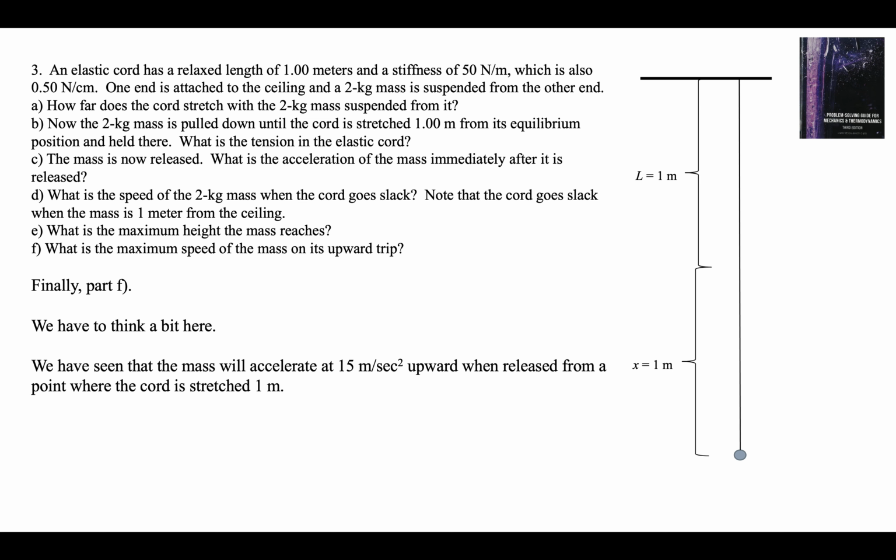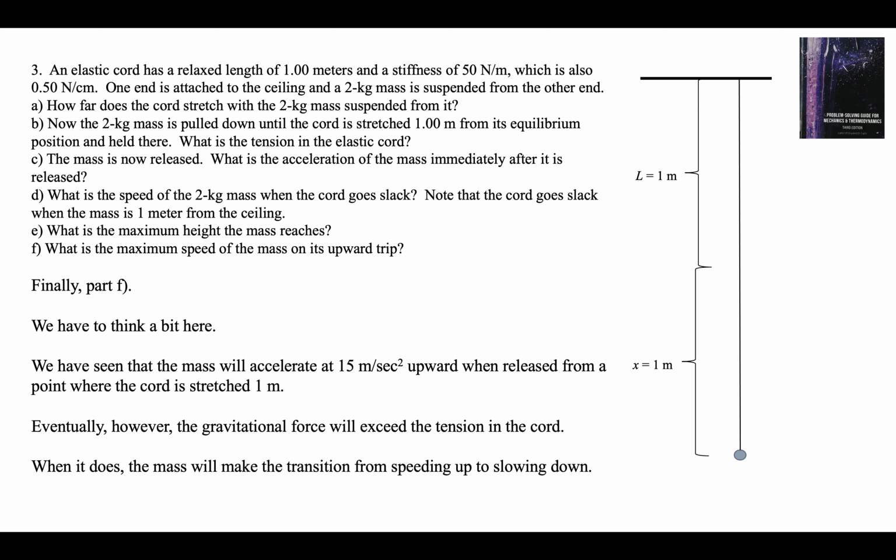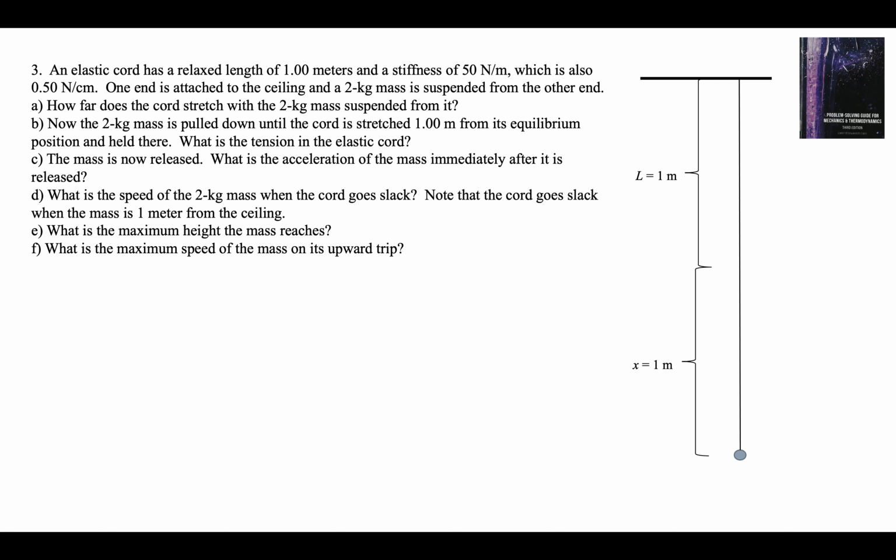We release it, it accelerates upward at 15 meters per second squared. Initially, the tension in the cord is bigger than the gravitational force. Eventually, the gravitational force is going to get bigger than the tension in the cord. When the gravitational force exceeds the tension, the mass is going to make this transition from speeding up to slowing down. And when it makes that transition, it must be at the maximum speed. If it goes from speeding up to slowing down, it's not going to get any faster. That point is when the speed is a maximum.